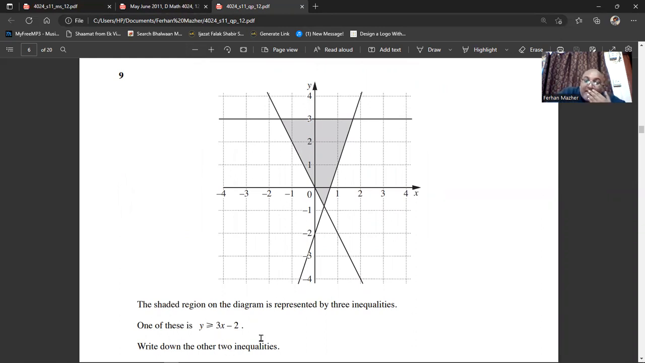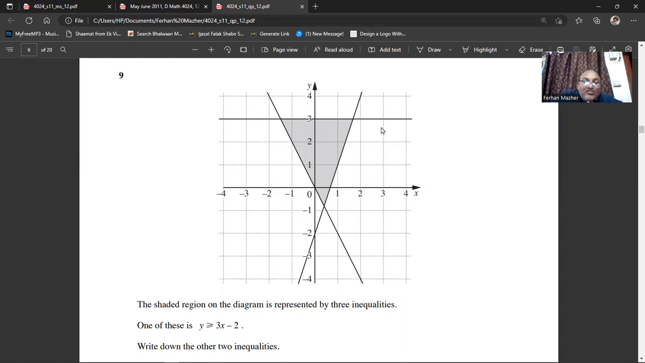So y equals 3x minus 2 is a line whose gradient is positive and whose y-intercept is minus 2. So this is that line. Its inequality is already given. The shaded area is above this line. Now there are only 2 other lines left.